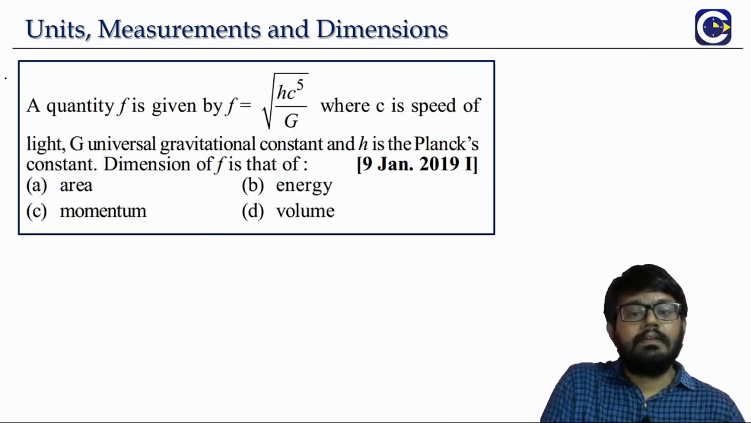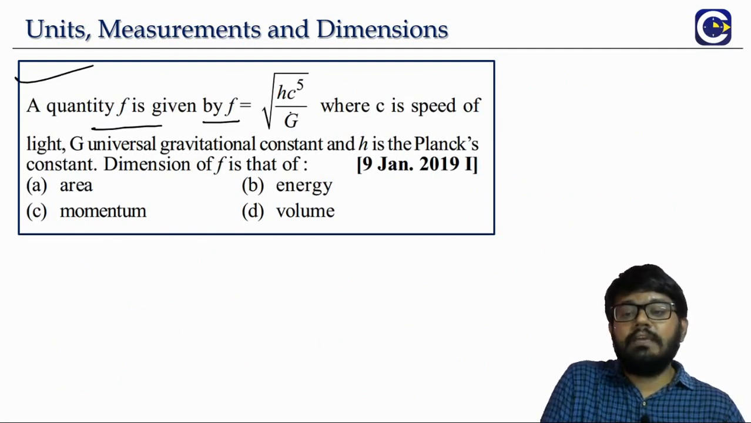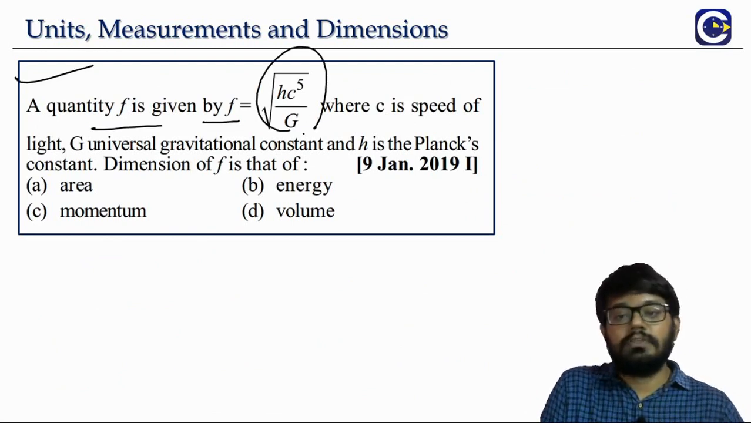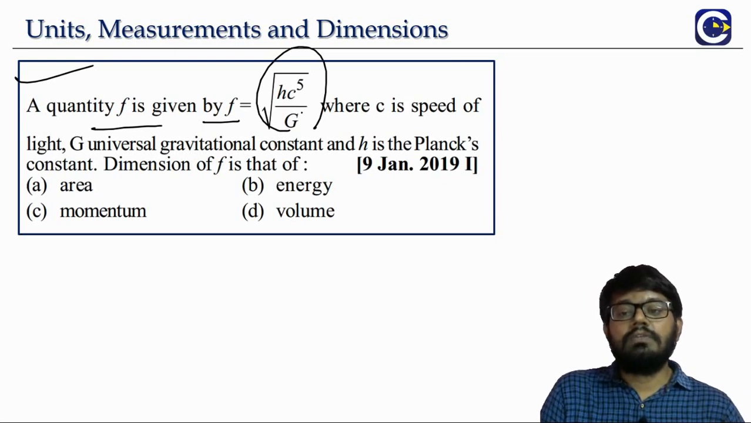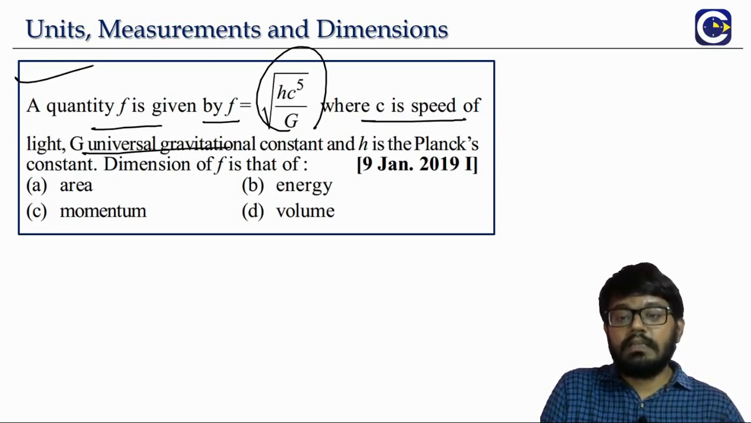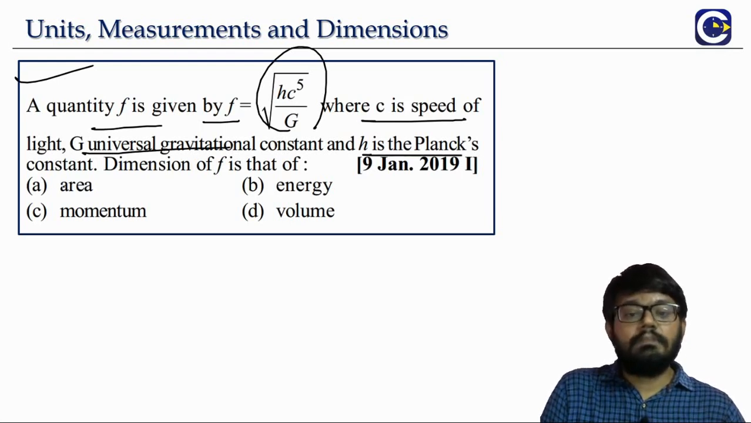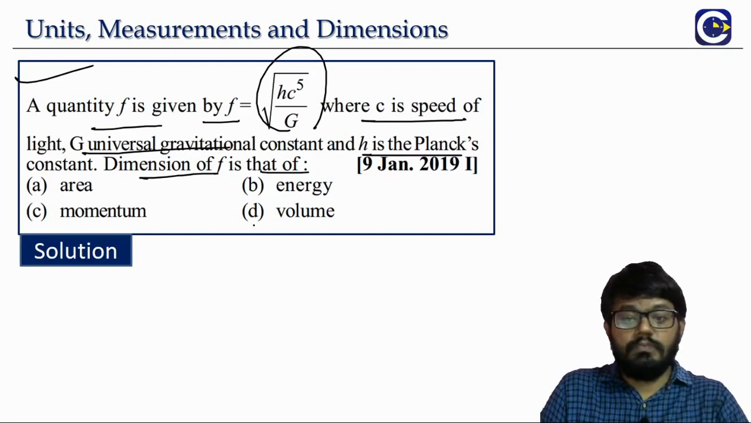Again, a quantity f is given by f is equal to root of h into c power 5 by capital G, where c is the speed of light, capital G is the universal gravitation constant, h is Planck's constant. What will be the dimensions of f? So we have to just go and substitute.